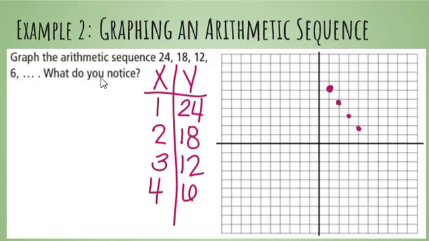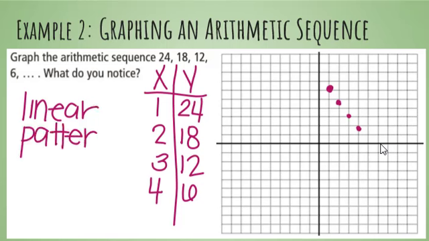So then it's asking us what we notice. Well, hopefully you notice that this follows a linear pattern. Okay, so your arithmetic sequences, when you graph them, they follow a linear pattern, and look like you're graphing a line.